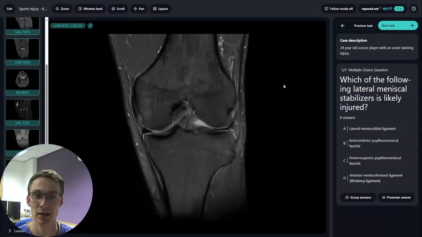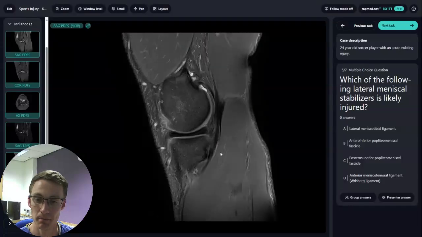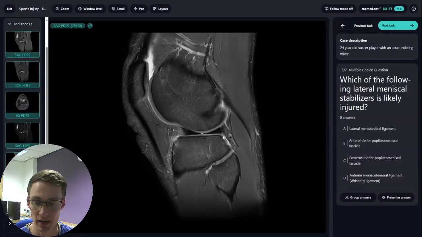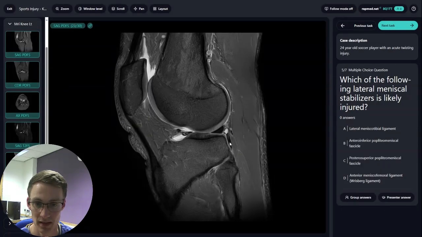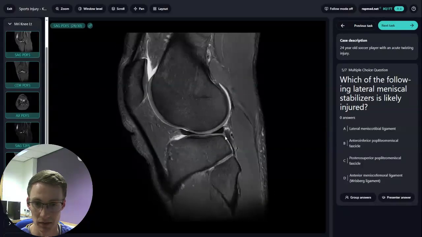And which of the following lateral meniscal stabilizers is likely injured? The answer to that will become obvious when we talk about what are the stabilizers. So you may all be familiar with the more posterior stabilizers being the popliteomeniscal fascicles, and they're three. There's a posterior superior fascicle seen best on the sagittal images, coming from this posterior margin onto the popliteal tendon. There's posterior inferior and posterior anterior fascicles as well.